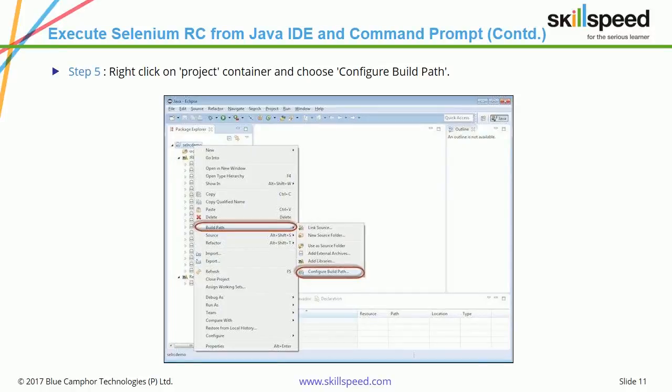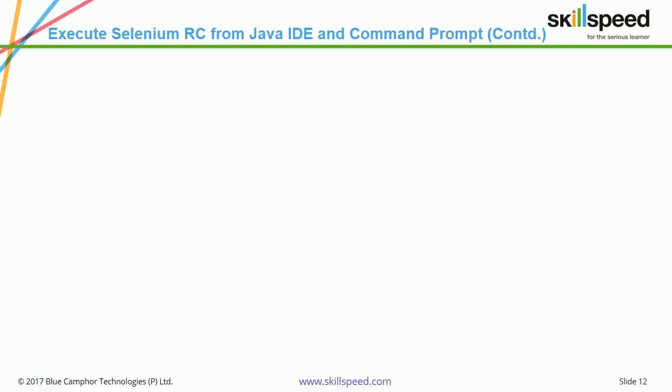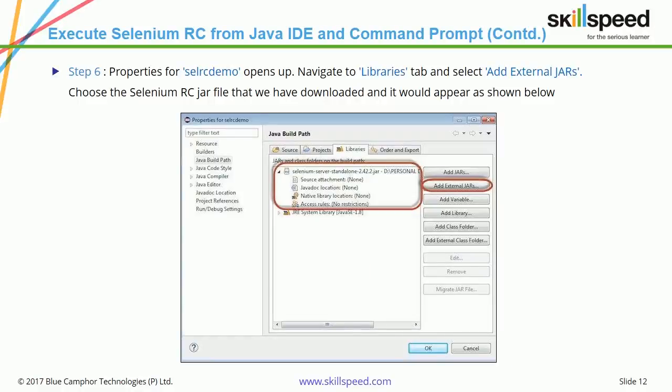We will then see a new window that is opened with the properties for the project that we created. We have to navigate to the libraries tab in the window and select the add external jars button.